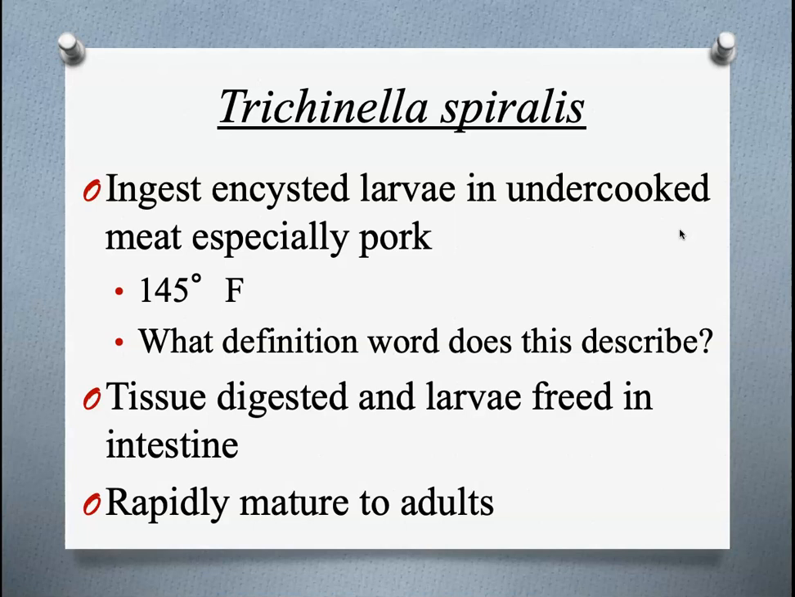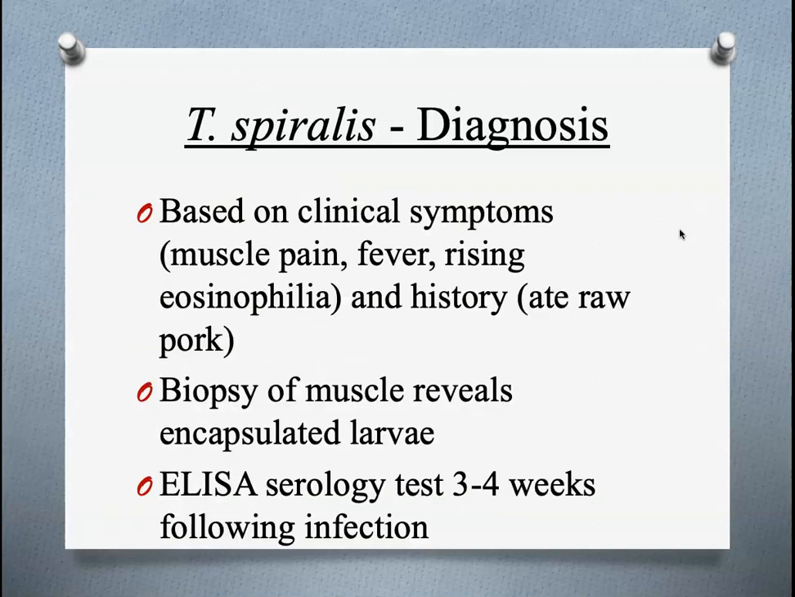So I always joke that once a human gets it, unless a cannibal comes along and eats our muscle tissue, or another animal comes along and eats us or takes a bite out of us, it's a dead-end life cycle once it's encysted in our muscle tissue. So in us, like I said, we ate undercooked meat, the larvae are freed, they rapidly mature into adults, and then the adults lay larvae. Remember, there's no eggs, and the larvae go set up shop in muscle tissue. So it's a pretty straightforward life cycle.